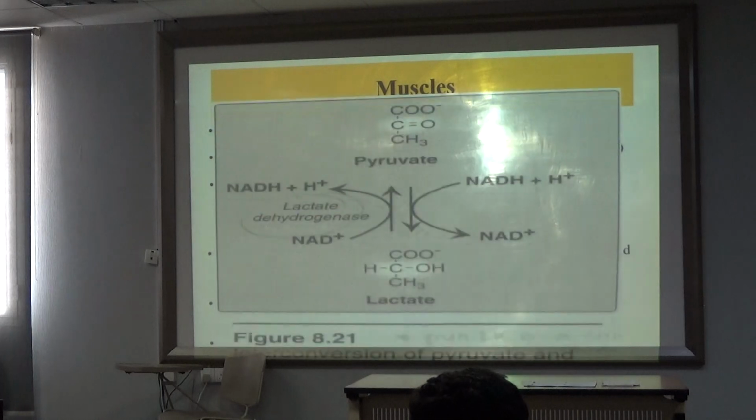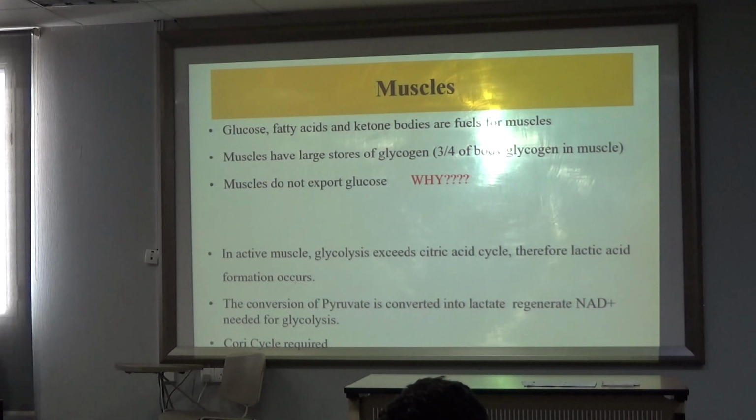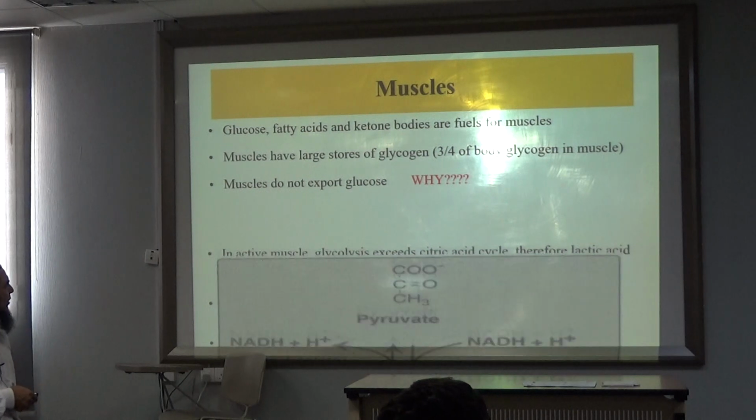So here what happens normally is that pyruvate is converted. When there is too much exercise and the people are deprived of oxygen, then what will happen? The cycle goes to anaerobiosis, and there will be anaerobic glycolysis. And when there is anaerobic glycolysis, the pyruvate will convert into lactate.